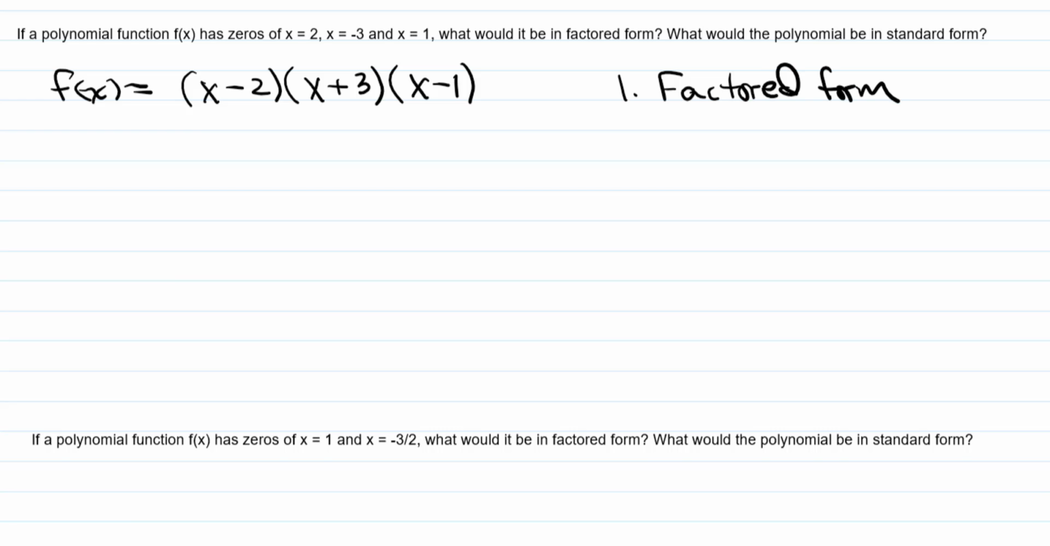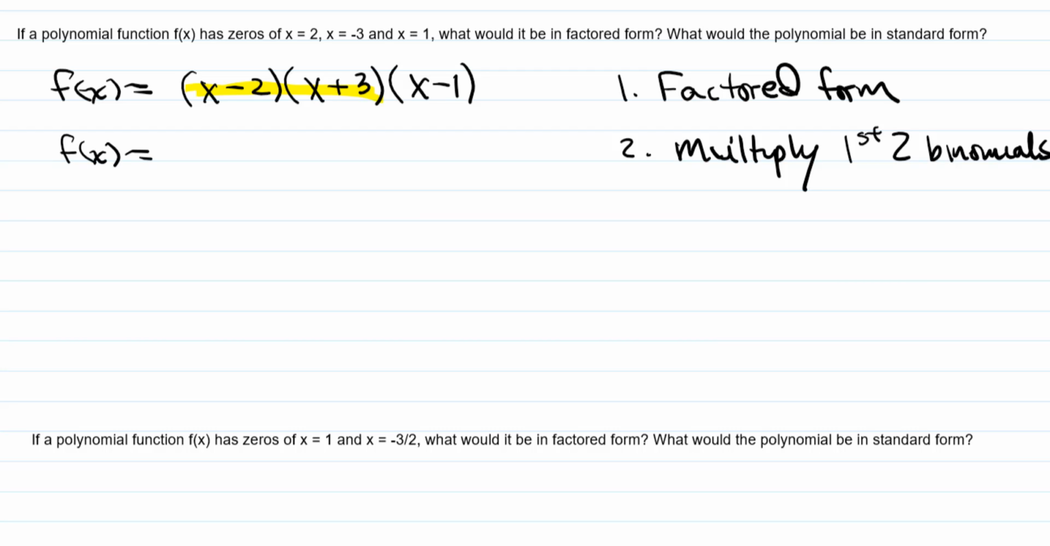Now the second step, what I want to do here is take these first two binomials right here and multiply them together. And when we do that, again, we want to keep our work nice and neat and organized. If I multiply x minus 2 times the quantity x plus 3, those two binomials are going to give me x squared plus x minus 6. And then don't forget, bring down your other binomial, x minus 1.